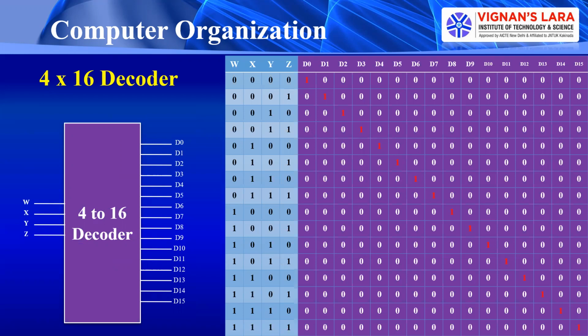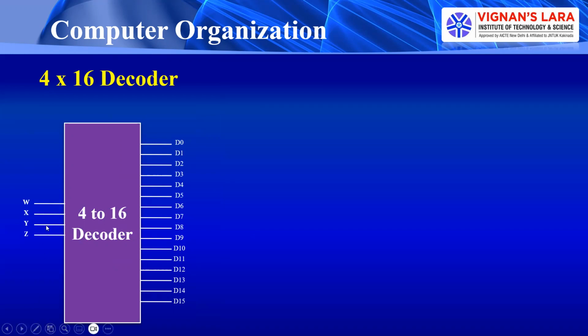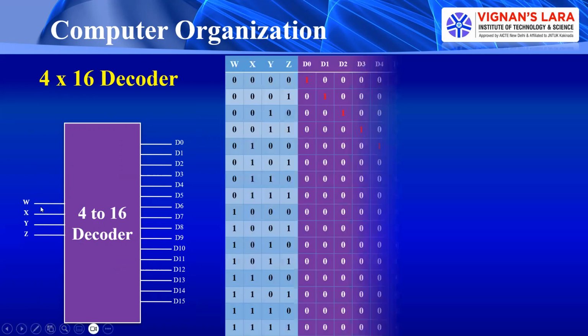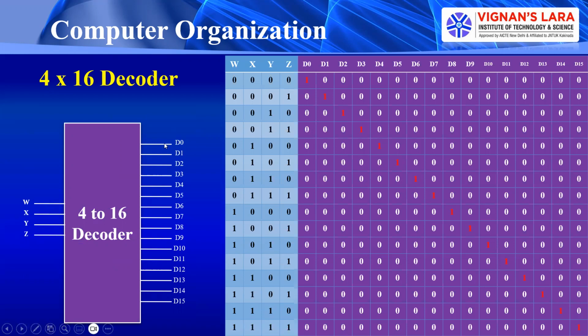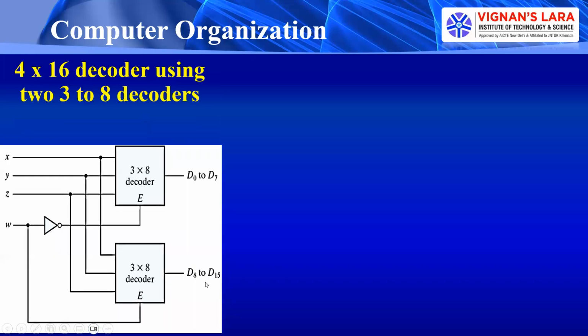If that enable input is active, then and only based on the combination present on these inputs, we select one of these outputs, D0 to D15. See here: W, X, Y, Z. 0000 selects D0, 0001 selects D1, 0010 selects D2, 0011 selects D3. Like that, 1111 will select D15. That is the last output of your decoder.